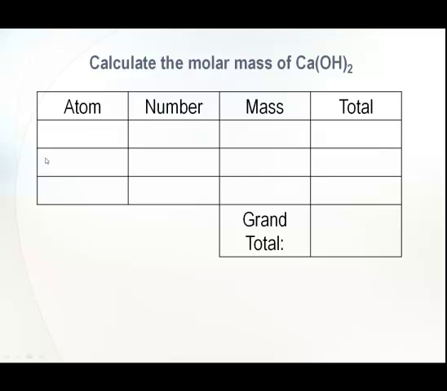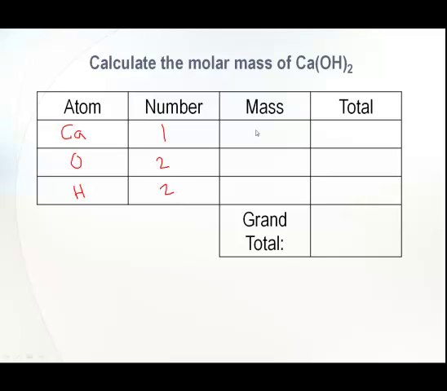So let's take a look at the atoms that we have. We have calcium, we have oxygen, and we have hydrogen. Now for calcium, there's no little number behind it, so that means that I just have 1. For the hydroxide, I've got a 2, which means everything inside is doubled. So instead of having 1 oxygen, we actually have 2. Same thing goes for hydrogen.